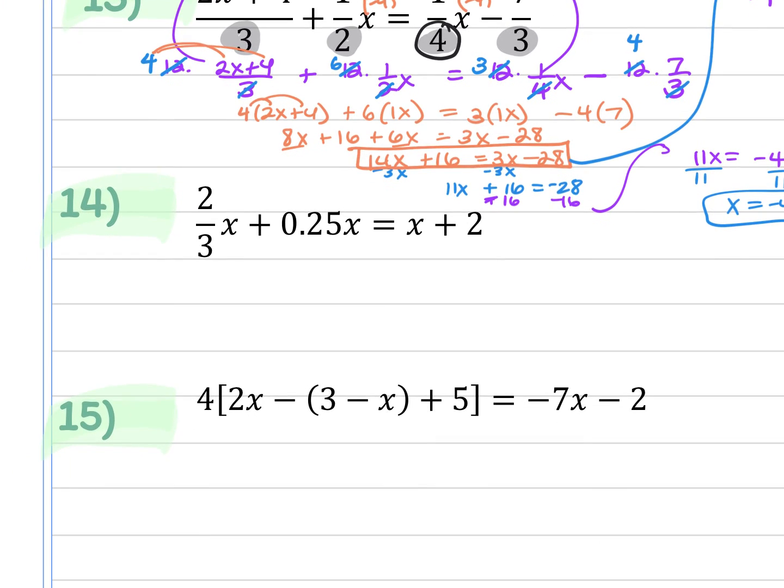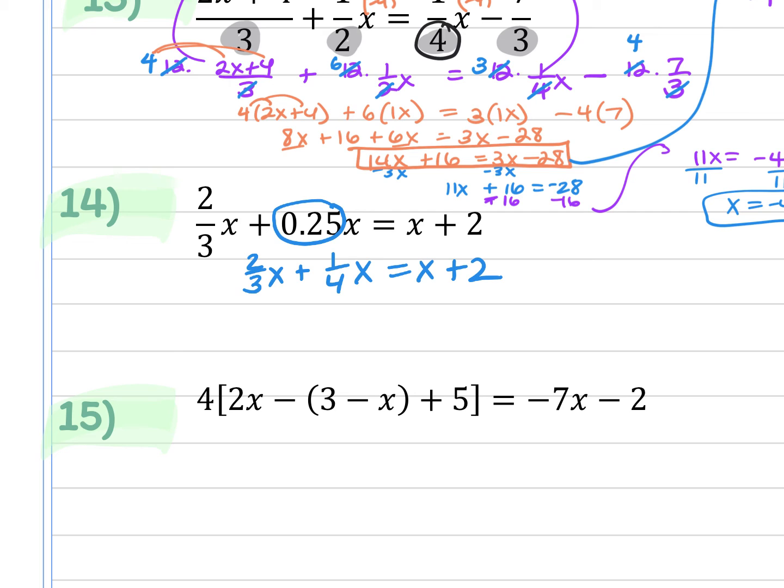Okay, so 14 has decimals and fractions, right? I've got a 0.25 and I've got a 2/3. What could you do here? I can change the 0.25 to a fraction. I can't change 2/3 to a decimal because it's a repeater, right? It's 0.6 repeated. If that was a 1/2, I could rewrite it as 0.5x. So you can go either direction. But because 2/3 does not end, we can't rewrite that as a decimal, okay? But I can take this 0.25 and say that's the same thing as 1/4 x.